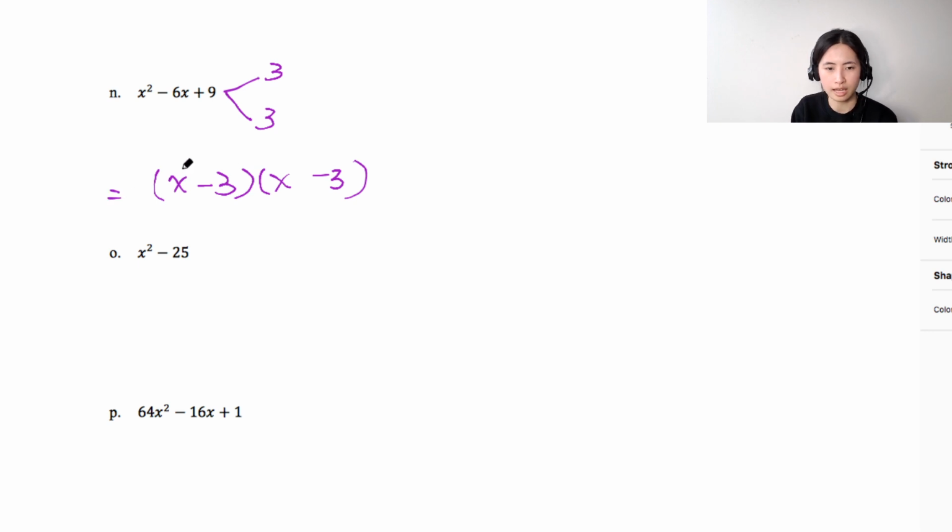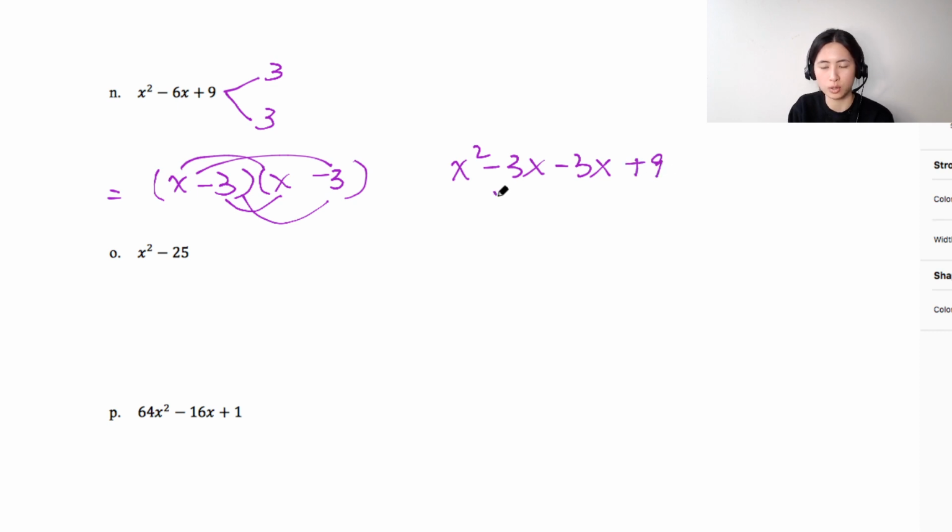When you apply the FOIL method, you get x squared, then negative 3x, and another negative 3x, and then negative 3 times negative 3, which is positive 9. Negative 3x minus 3x gives you negative 6x. So instead of saying x minus 3 times x minus 3, you can just say x minus 3 squared. That's what exponents are for. That's why we can say this is a perfect square trinomial.